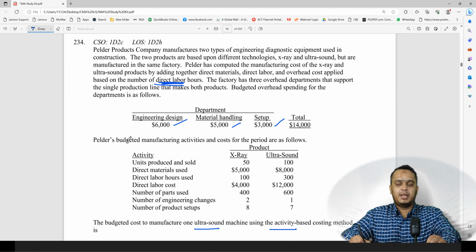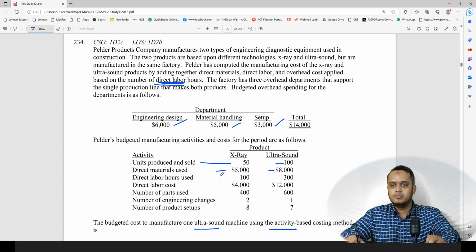Okay. Then Pelder's budgeted manufacturing activities and costs for the period are as follows. Units produced and sold are 50 and 100. Direct material used is $5,000 and $8,000. Labor hours used are 100 and 300. Direct labor cost is 4,000 and 12,000. Number of parts used is 400 and 600. Number of engineering changes is 2 and 1. Number of product setups is 8 and 7.